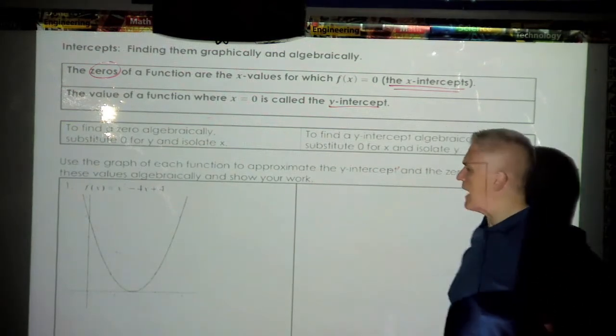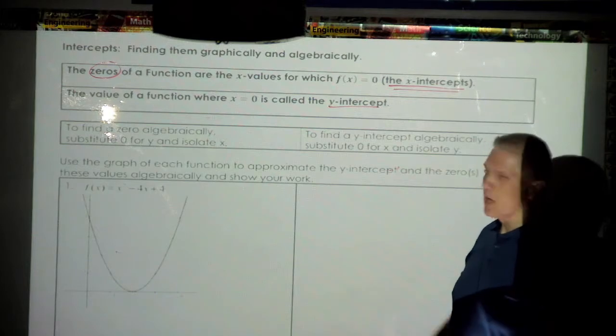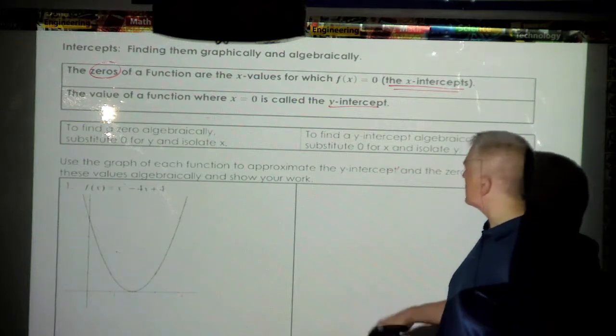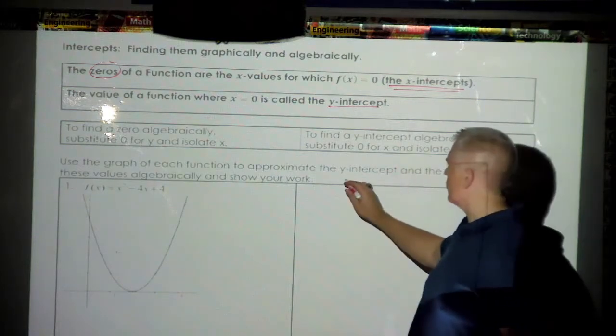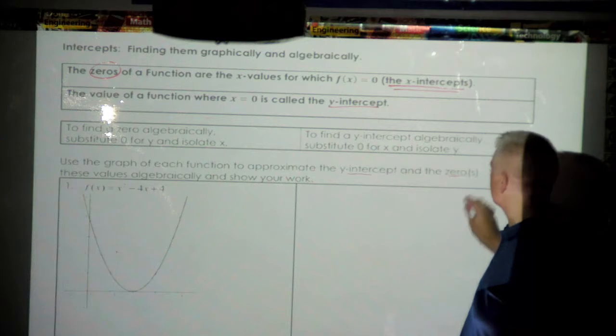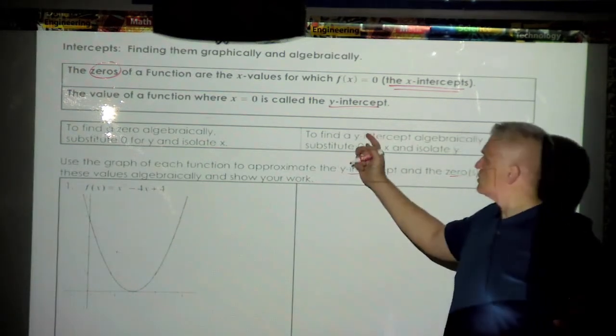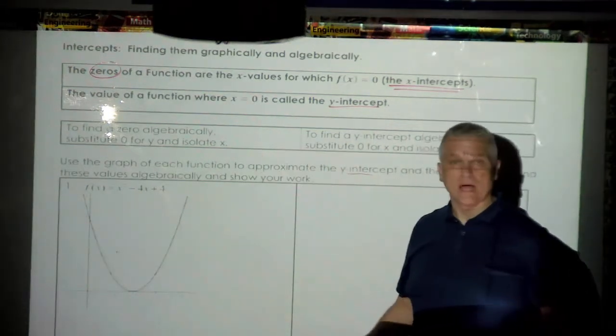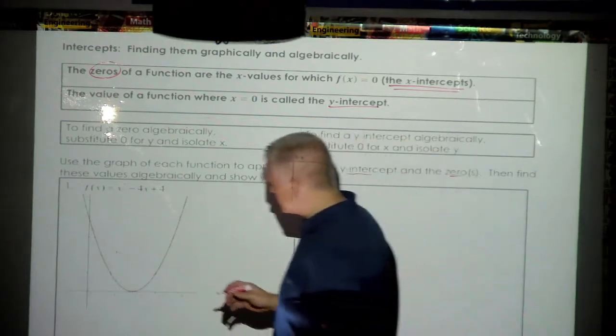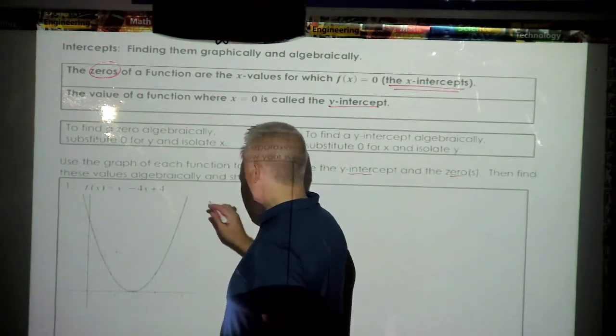Now we're going to look at a graph. First, we're going to eyeball it. We're going to look at it and say approximately where you think the Y-intercept and the zeros are, and then use your algebra. Do these things to figure it out. Okay? So if I eyeball this thing, my Y-intercept.